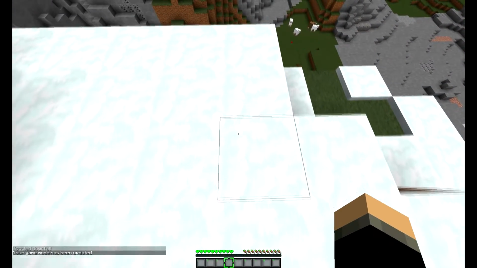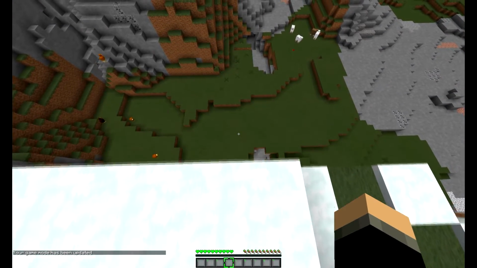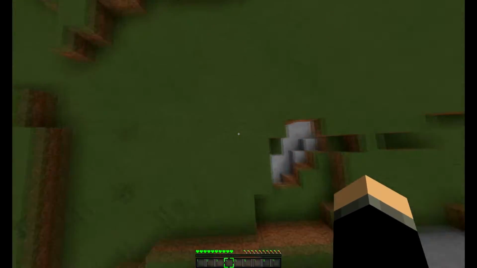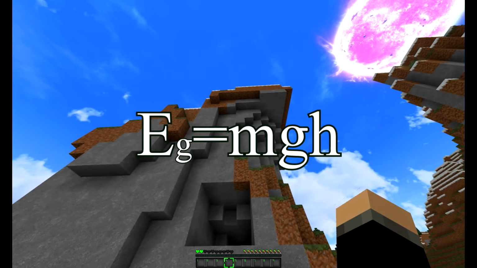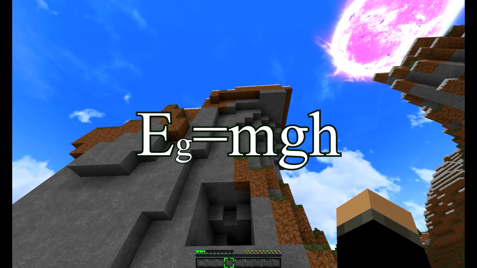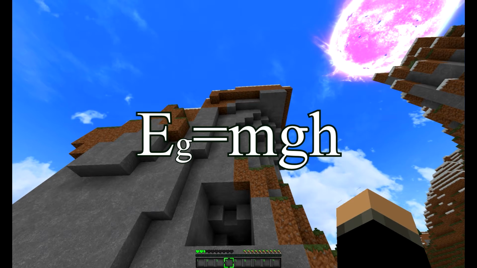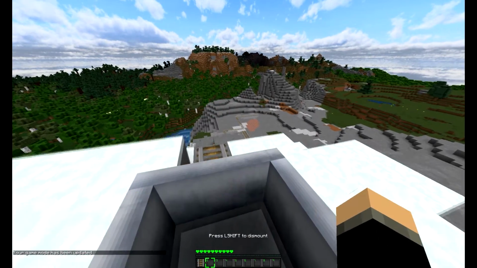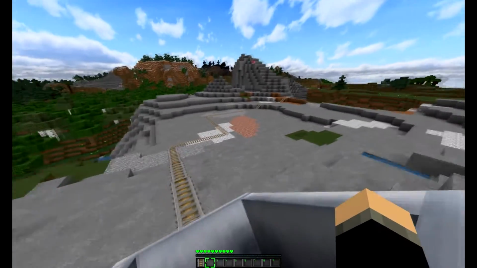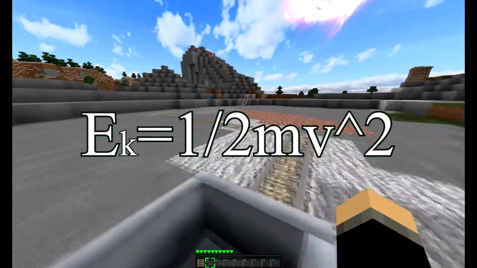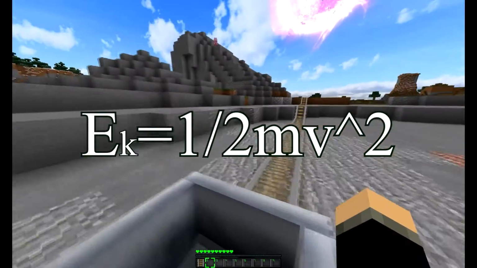The first type of energy is gravitational potential energy, and this is the amount of energy that is forced upon the object by gravity. The equation for gravitational potential energy is mgh. The second type of energy is kinetic energy, and it will be shown using a minecart and a rail system. The equation for kinetic energy is half mv squared.